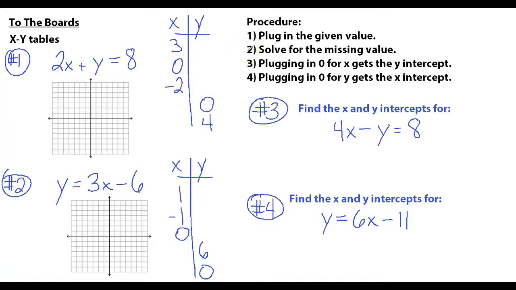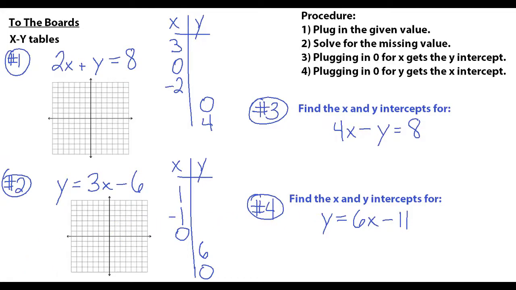Once you've done that, you can graph your line using those points. If you need to find a y-intercept, you should always plug in 0 for x. And if you're looking for the x-intercept, plug a 0 in for y. Now it's your turn to practice. Take out your video notebook and try these 4 problems. On number 1 and number 2, you need to complete the table and then graph the points to get the line. On number 3 and 4, you just need to find the intercepts. Good luck.